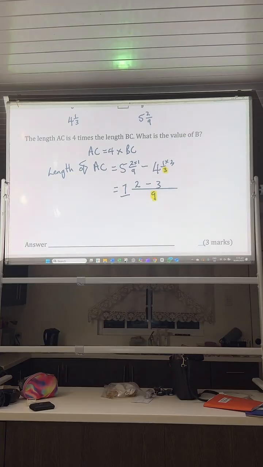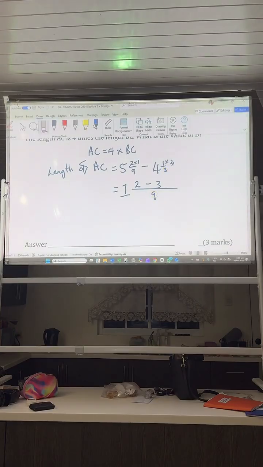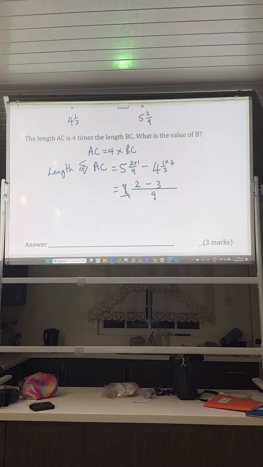So we actually need to borrow 1 from here because you can't take 3 from 2, right? So that 1 we borrowed would actually be the value of the denominator here, or the LCM, which is 9. I'm going to put a line through 1, and we're borrowing 1, which will be the value of the denominator. So it'll be 9 plus 2, which is 11. 11 take away 3 is 8 over 9.